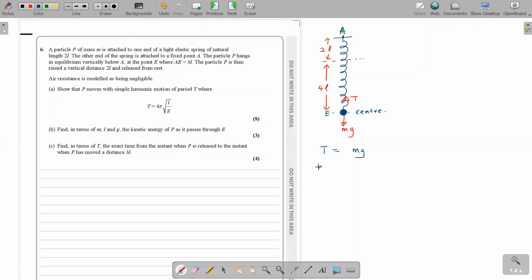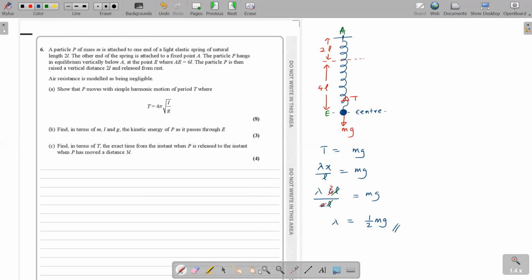So your tension is lambda x over L equals mg. We need to get the value of lambda because lambda is an unknown here. The extension x is the distance it has stretched beyond the natural length, which is 4L, over L, the natural length, which is 2L, equals mg. So L cancels out, and 2 and 4 cancel out: 2 times 1, 2 times 2. So you get lambda equals half mg.